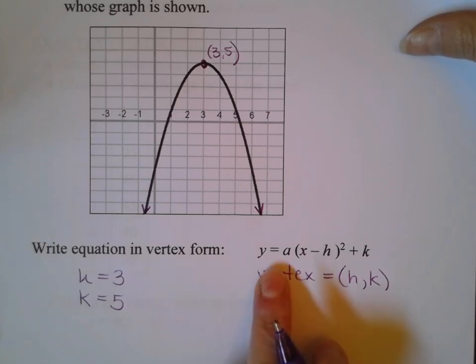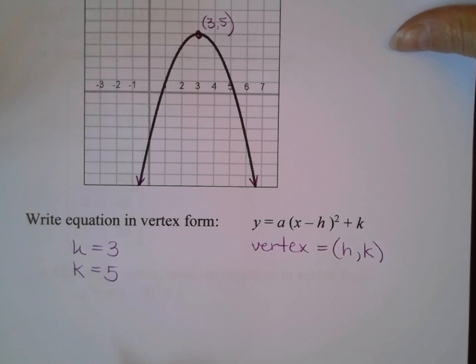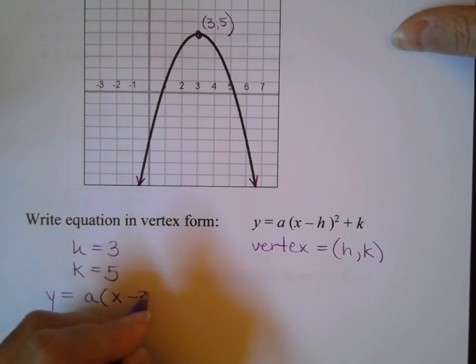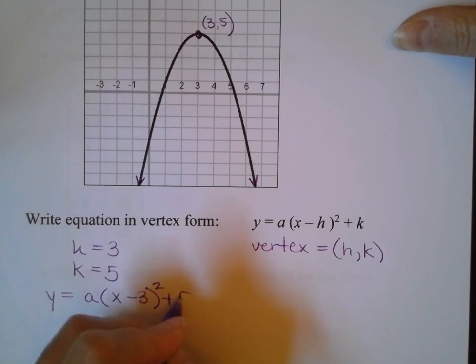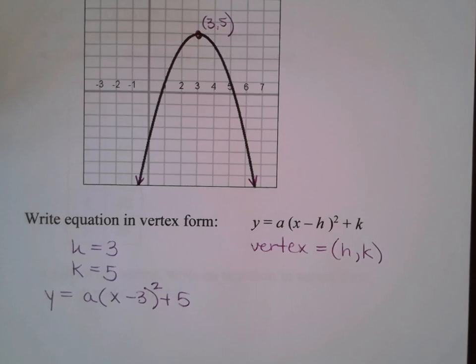So let's put those into our vertex form. Now we have y equals, we don't know a yet, (x minus 3) squared plus 5. Actually, a is the only thing that we need. We want to write an equation, so we would like the x and y to continue to be variables in our final answer, but we need a number in there for the value of a. So finding the value of a really becomes the big job here.